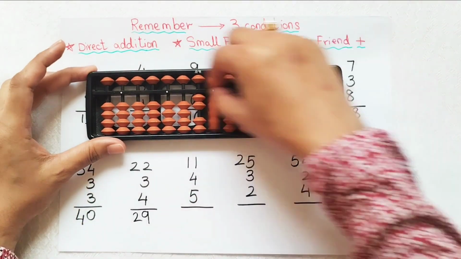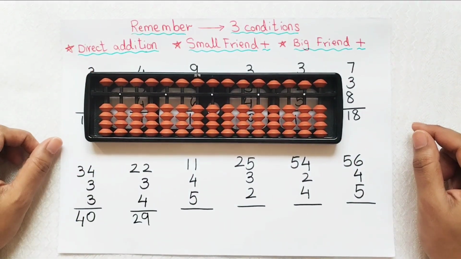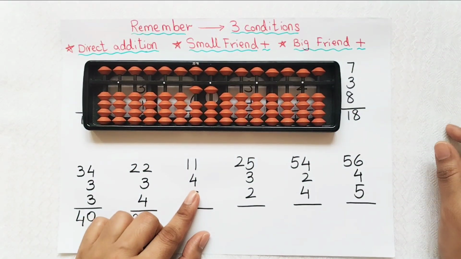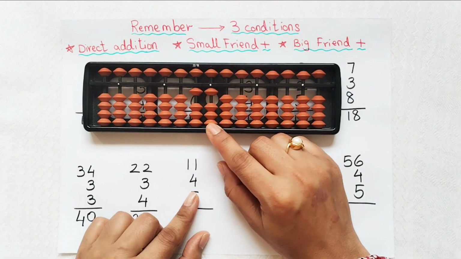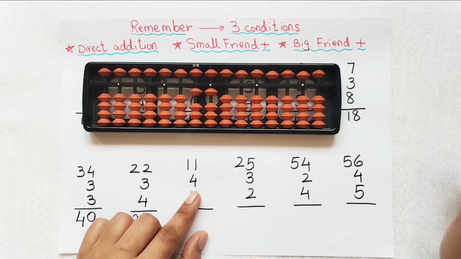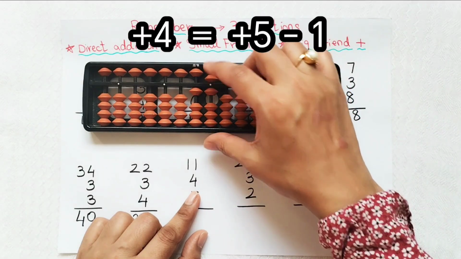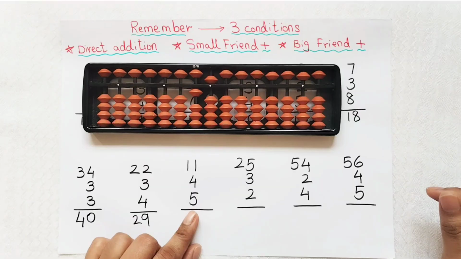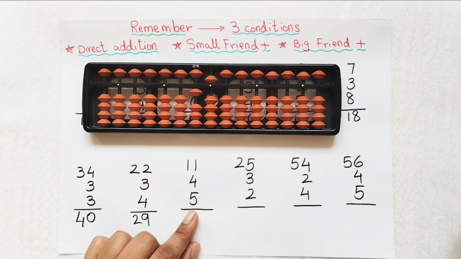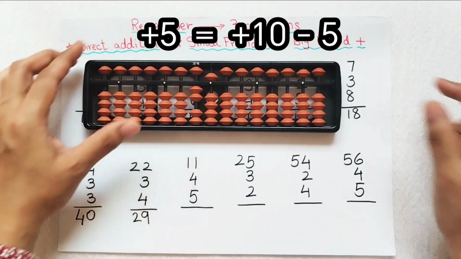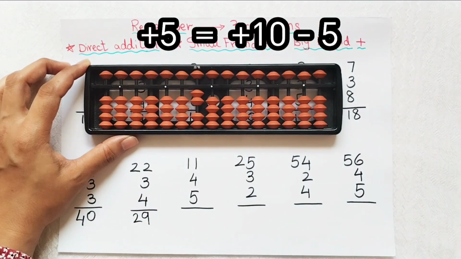Next one. 11 plus 4 plus 5. 11 plus 4. So plus 4, direct addition I cannot do. Small friend, I have to go with small friend. So plus 4 is plus 5 less 1. And now plus 5. Since we know 5 is a big number, so it is a big friend formula. That is plus 10 less 5. My answer is 20.